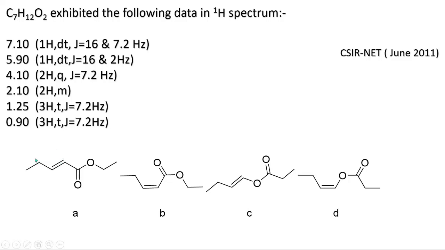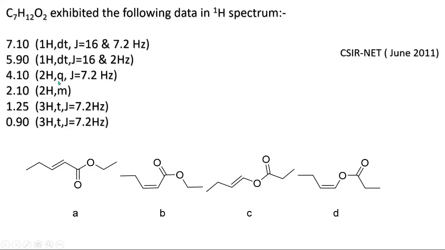If you have not seen my video on long range coupling, you can see it. I have already mentioned how these two protons are coupled by long range coupling, so you can see my previous videos. This proton will couple with this proton and give a doublet, and couple with these two protons and give a triplet. So 16 Hz will be the trans coupling and 2 Hz is due to long range coupling.